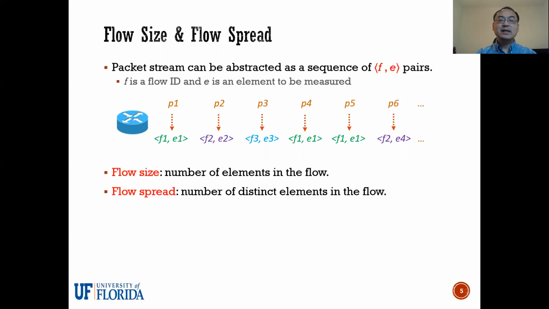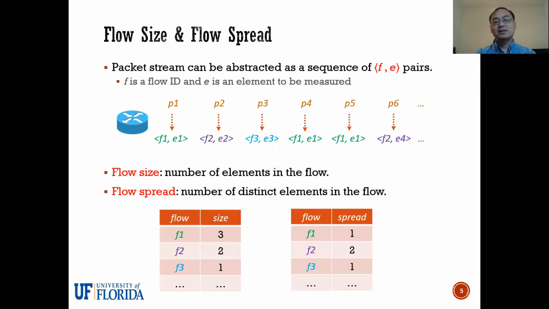Now, in the above example, we can imagine that the flow ID can be the source address, and the element under measurement can be the destination address. Both of them are in the packet header. So flow size is the number of packets again. Let's say flow F1 has 3 packets, P1, P4, P5, and F2 has 2, P2 and P6.